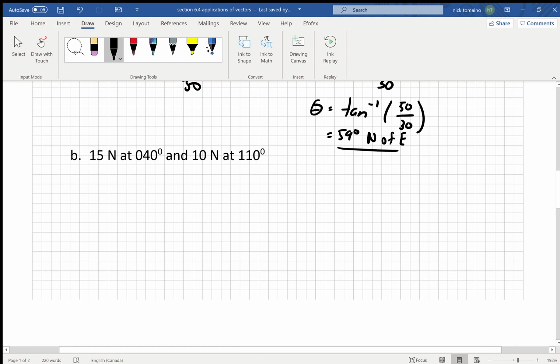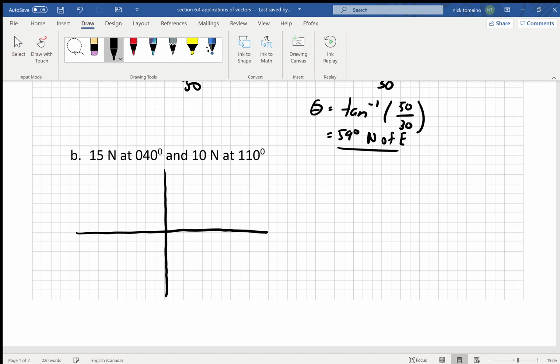Okay, so next one here, I'm going to draw a Cartesian plane for this one. All right, so we're going to have our north-south and our east-west axis, but in this case it doesn't really matter because we're going on bearing. Okay, so just remember here that this is clockwise from north, so this would be 40 degrees here. And this is 15, and then we have 110, so it'll be down here. We have 10 newtons at 110.